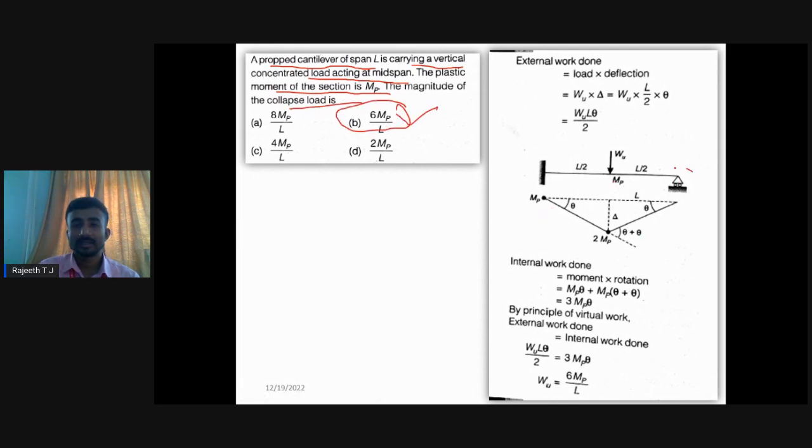So this is your propped fixed end. The moment here we have is 2 MP theta, 2 MP theta, finally we're going to get 6 MP by L. This is exactly the same as the first problem we discussed on plastic analysis.